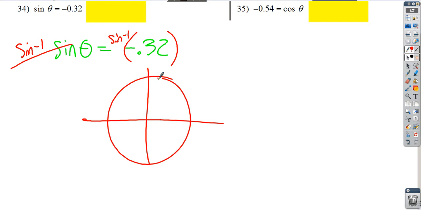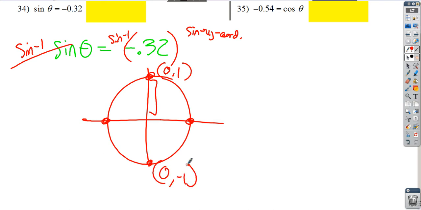Let's draw the unit circle here. Sine is the y-coordinate on the unit circle. So if you look at the unit circle, let's just mark these points right here so we can see them. On the unit circle, the radius here is 1, so that point would be 0, 1. That means this point is 0, negative 1. This point is 1, 0. And this one is negative 1, 0. So the question is, where is sine negative? Sine is negative in these two quadrants right here.